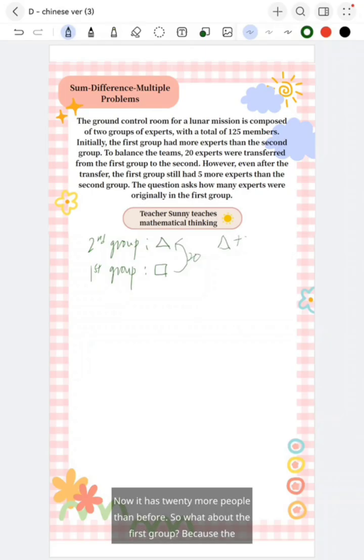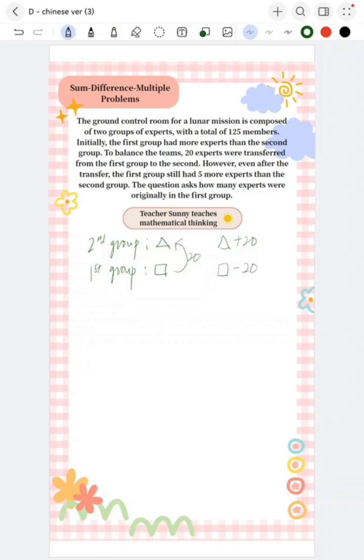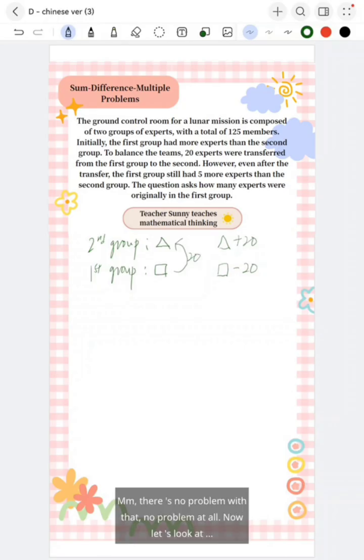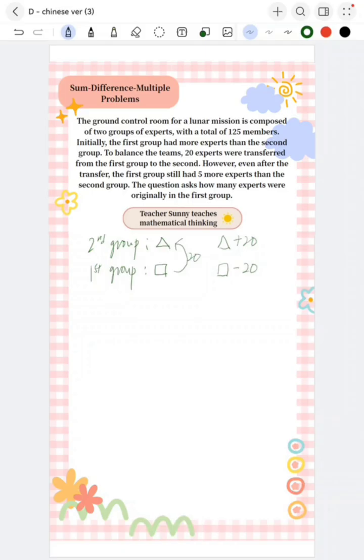Now it has 20 more people than before. So what about the first group? Because the second group took them, doesn't that mean the first group has 20 fewer people? There's no problem with that.